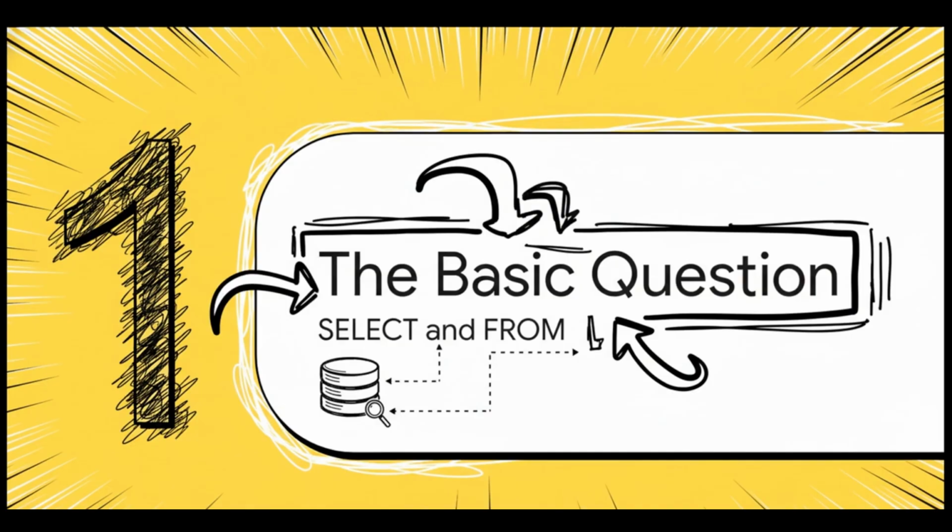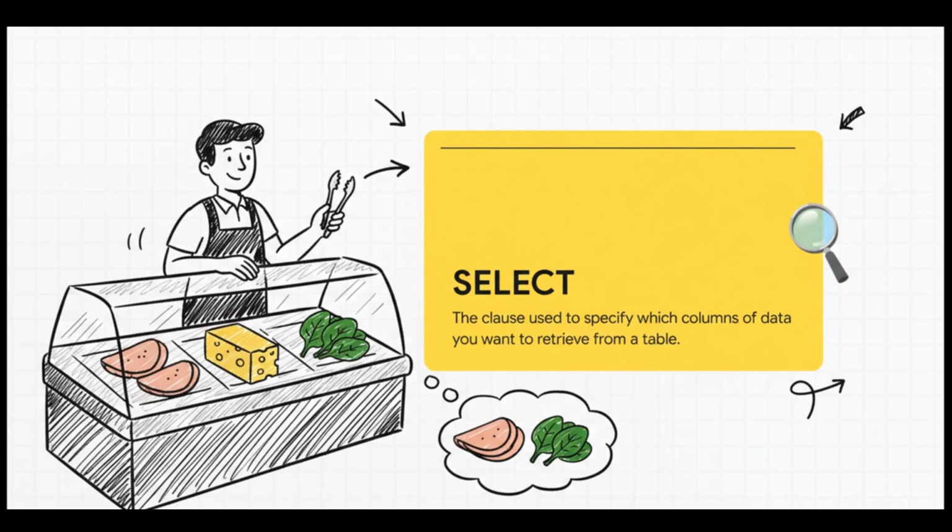Every single query you ever write is going to start with these two keywords. First up is select. I want you to think of it like walking up to a deli counter. Select is you telling the person what you want. Hey, I'll have the turkey, the provolone, and maybe some spinach. You're just specifying the columns, the exact pieces of data you're interested in.